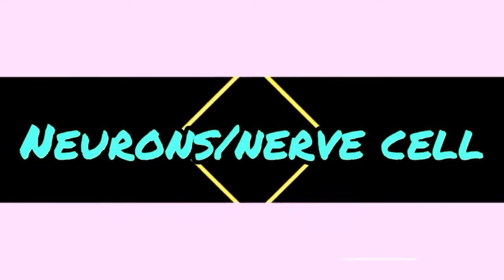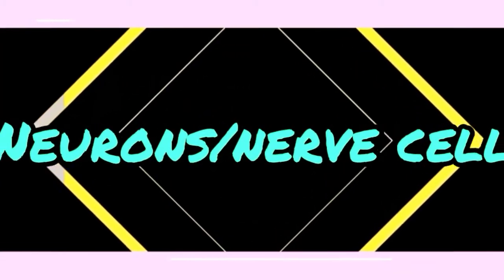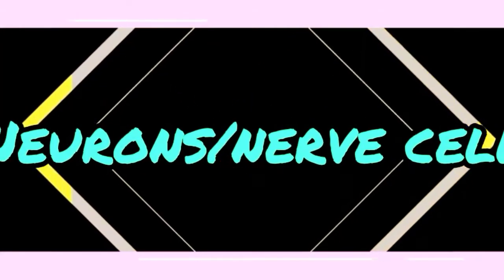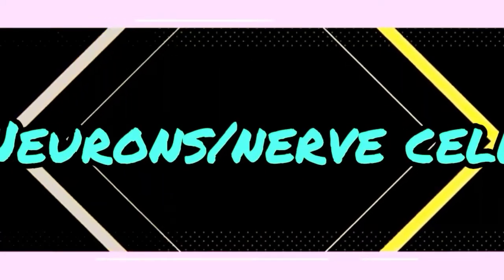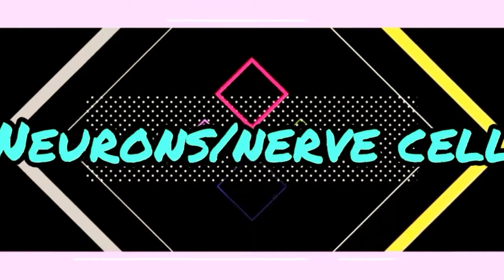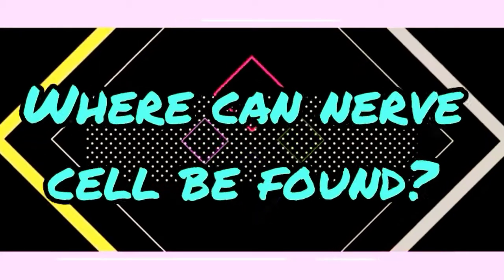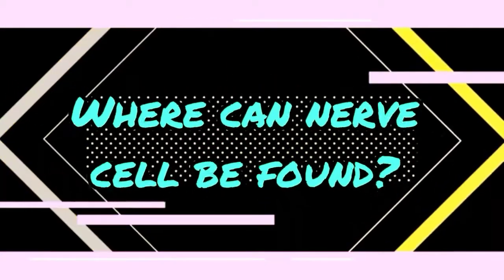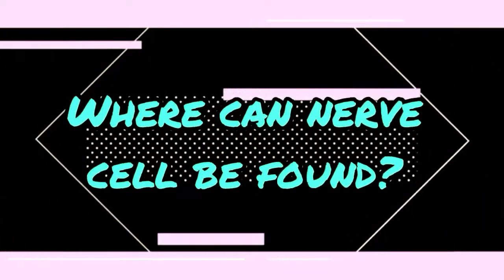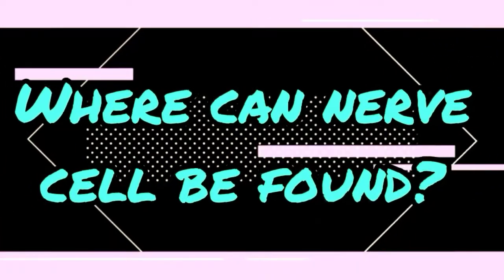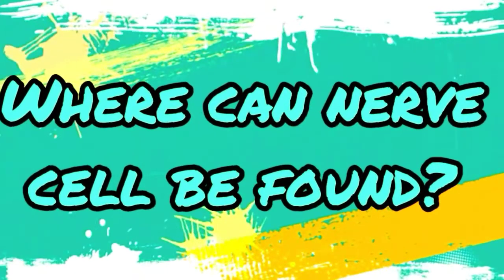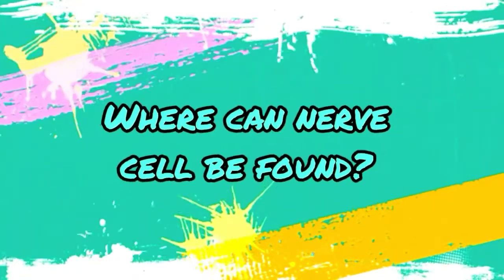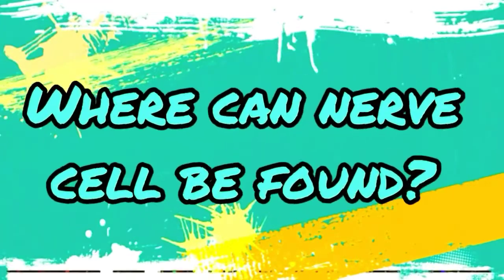Neurons. Neurons, also known as nerve cells, send and receive signals from your brain. While neurons have a lot in common with other types of cells, they are structurally and functionally unique. So where can neurons be found? In vertebrates, the majority of neurons belong to the central nervous system, but some reside in peripheral ganglia, and many sensory neurons are situated in the sensory organs such as the retina and cochlea.